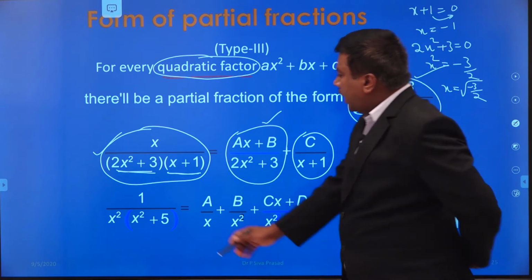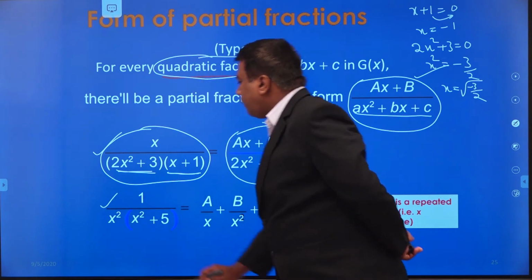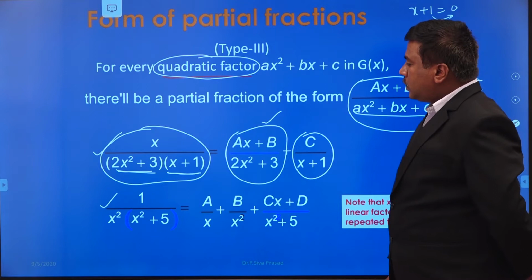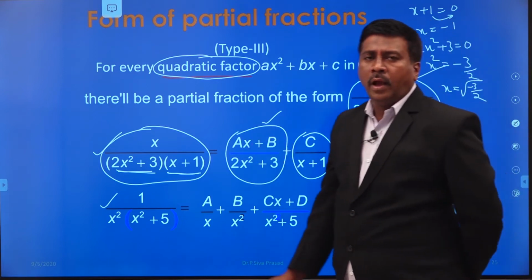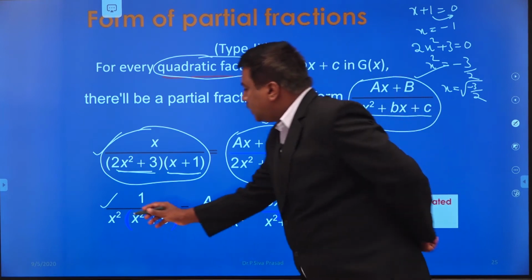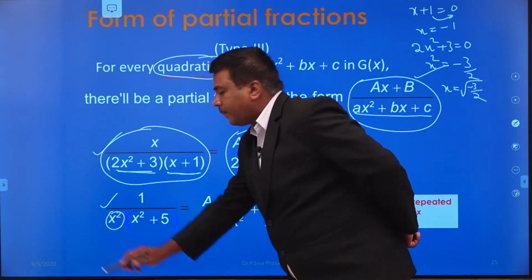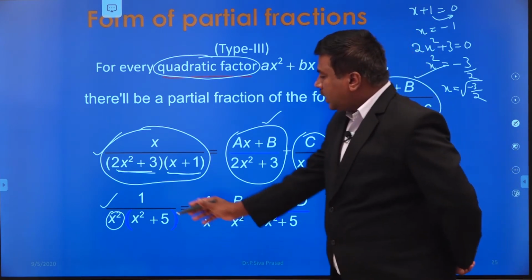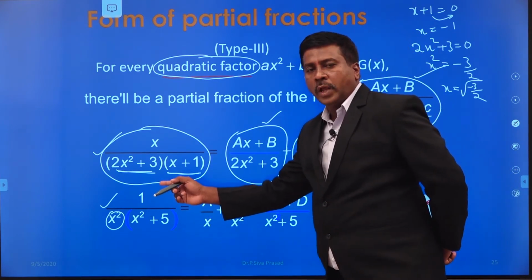Now let us take another example: 1 by x square into x square plus 5. This also comes under the category of proper fraction. Here x square is the linear factor, simply you have to say that. Therefore x is repeated 2 times.